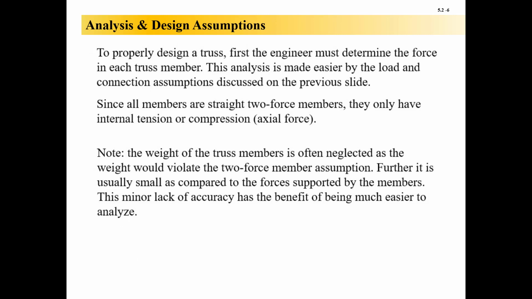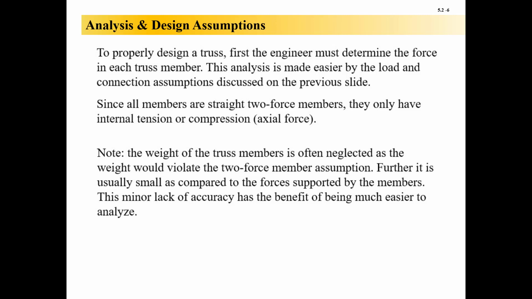When designing the members and joints of a truss, first it is necessary to determine the forces in each truss member. Meaning if you're going to size them, how big are the members? Again, that's not a statics problem, that's a strength of materials problem. But the point of this statement is that first off, we need to do the statics. We've got to find the statics so that we can then size them. And so analyzing a truss is finding all of those internal tensions and compressions in all of the members.